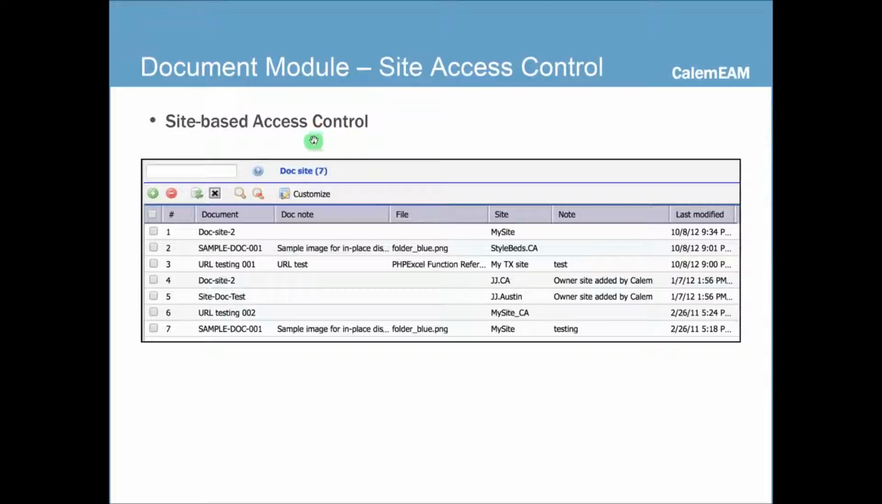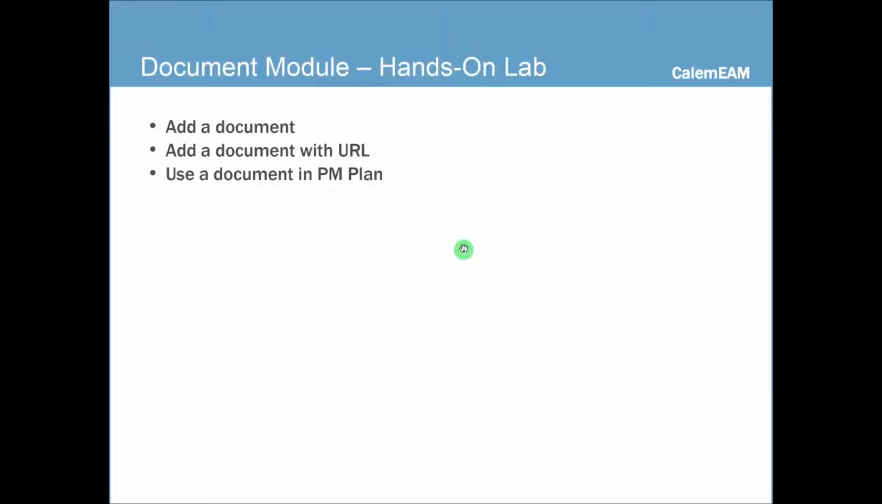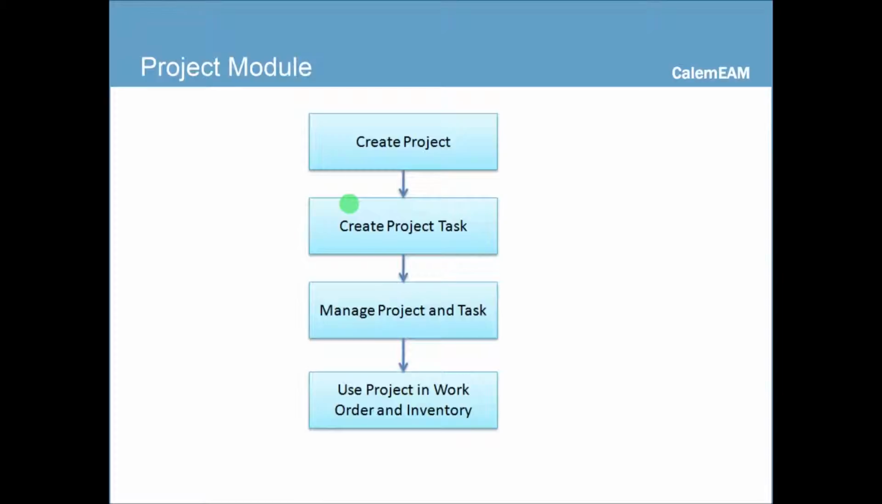Site access control is available for documents. You can specify in this screen which document is accessible for which site. For the hands-on lab, we'd like for you to create a document with URL, and use a document in PM plan, just as a way to reference a document.